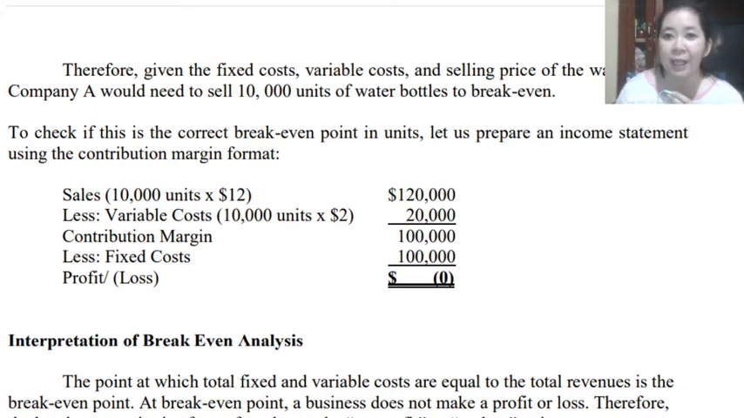If you deduct this variable cost from your sales, the result will be our contribution margin. So that's 100,000. And our fixed cost, we will also deduct it, and it's also 100,000. So if you could see here, at 10,000 unit sales, there is no profit nor loss. So this is actually a break-even sales in units. That's how to check if indeed your break-even point is correct.